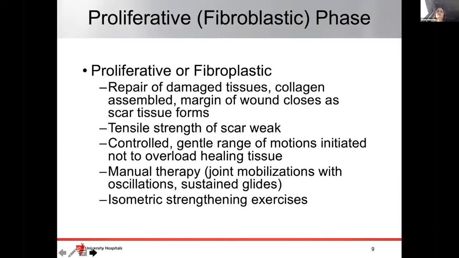The second phase is fibroblastic or proliferative. That's when the collagen fibers are starting to be assembled and laid down. The margin of the wound closes well. The scar or the new healing tissue is still mechanically weak. And so you want to do gentle range of motion and not overload the healing tissue. Manual therapy is very important and helpful in this stage to try to get motion going. I'll show you just some illustrated pictures. And also isometric lower load strengthening exercises are also very important.